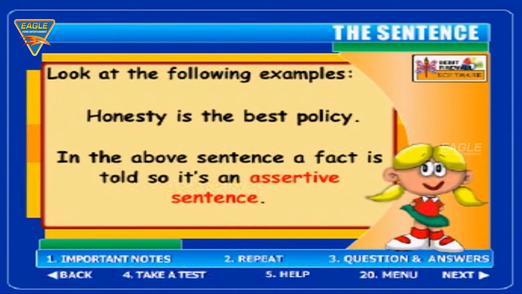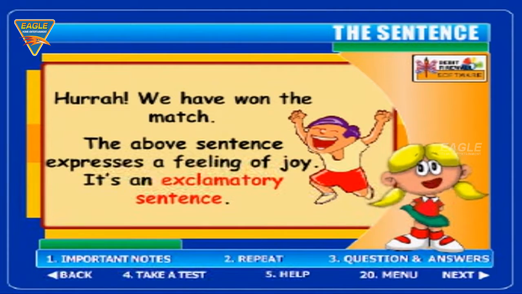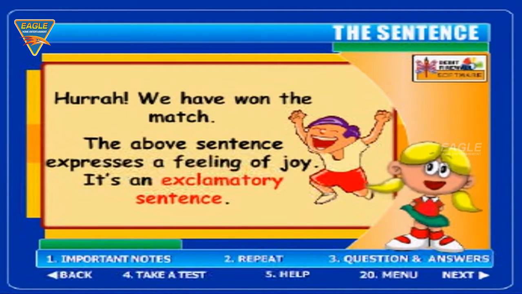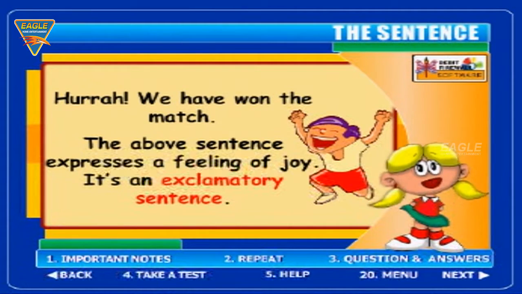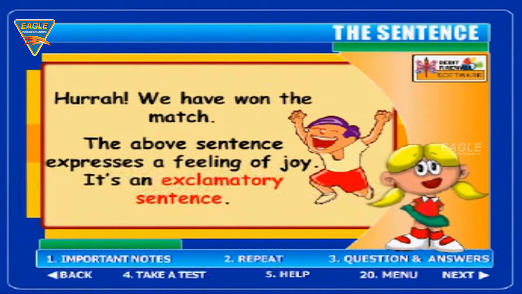Look at the following examples. Honesty is the best policy. In the above sentence, a fact is told, so it's an assertive sentence. Hooray! We have won the match. The above sentence expresses a feeling of joy. It's an exclamatory sentence.